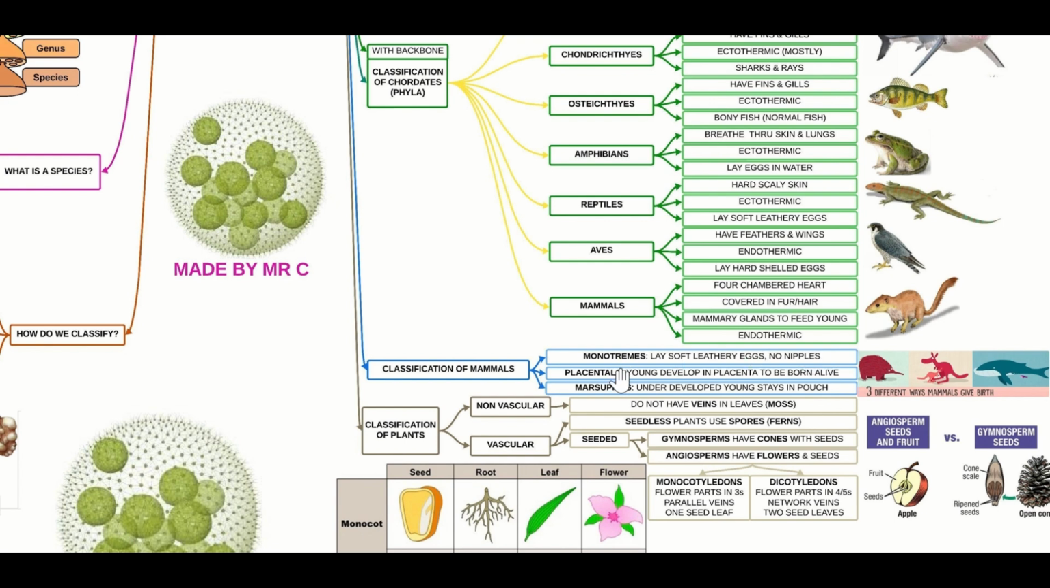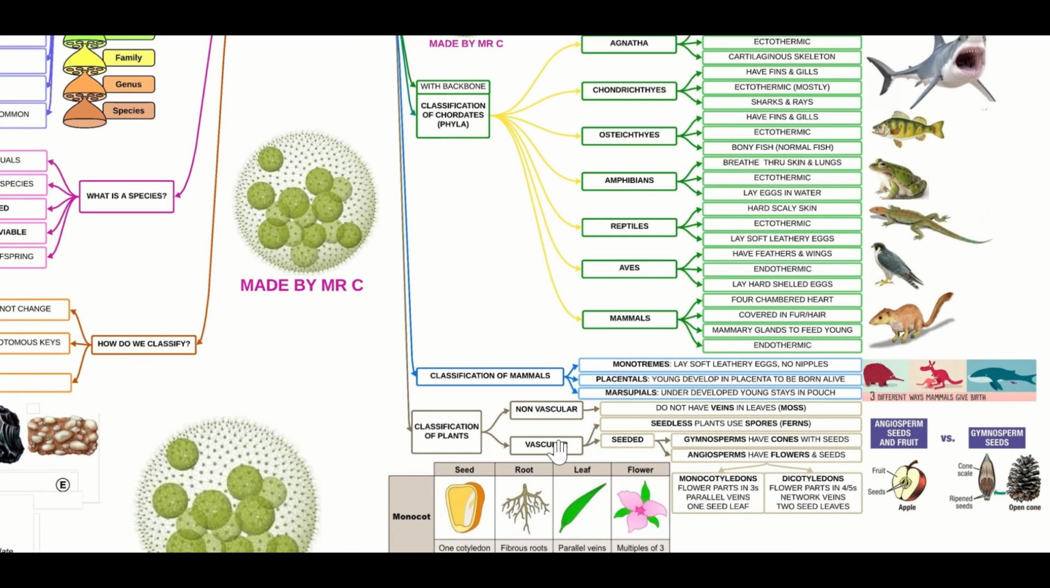Next, we've got placentals, in which the young develop in a placenta to be born alive. You, I take it, are a placental. And then we have marsupials, which give birth to undeveloped young, which stay in a pouch until they are ready to come out, which is normally a couple of years.